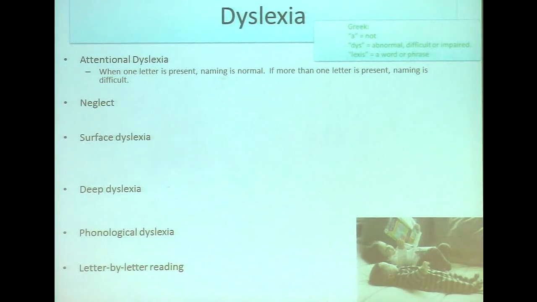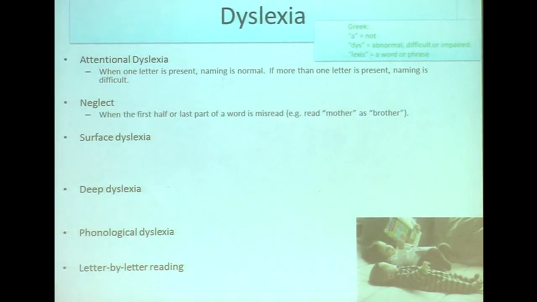So let's say I have an A on a page. Because it's typically a developmental problem, the child will say it's an A. But if you have CAT, they can't read the word because they're distracted by too many letters together. They can't pay attention to the whole thing.